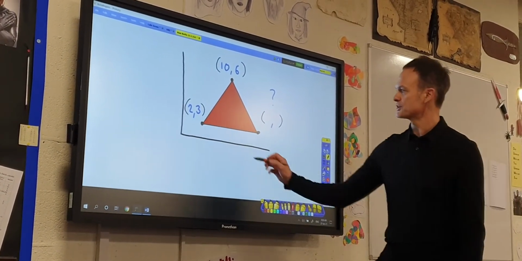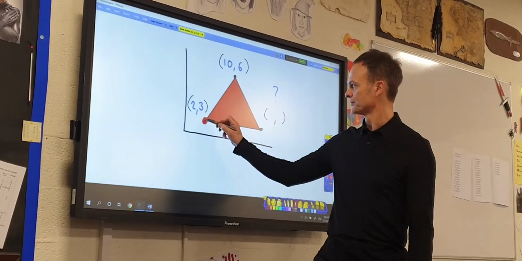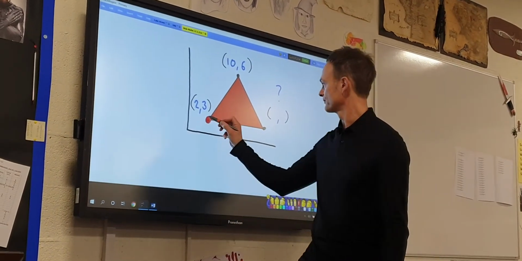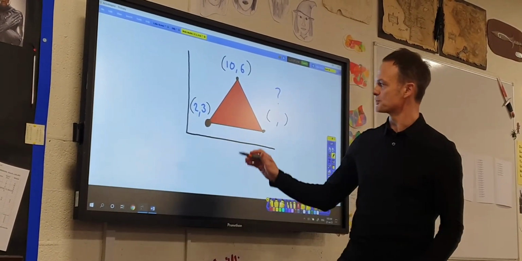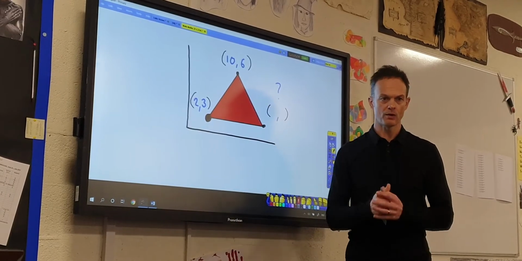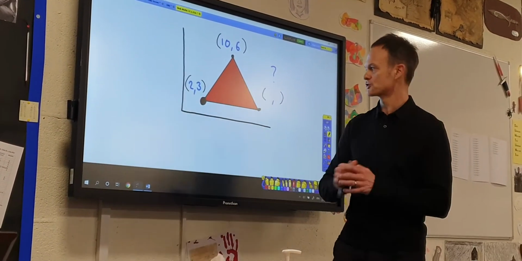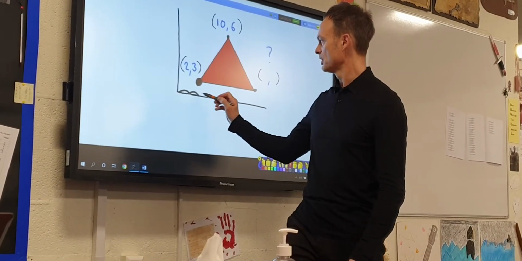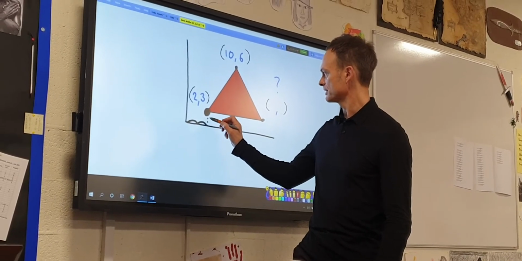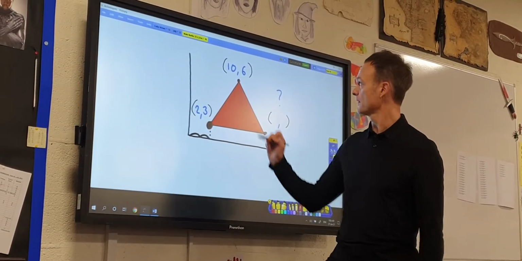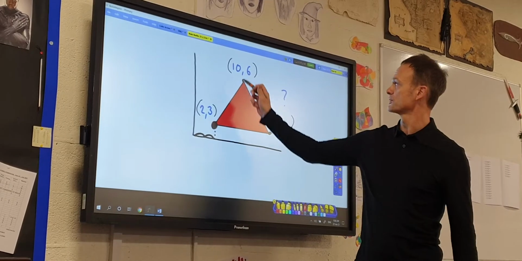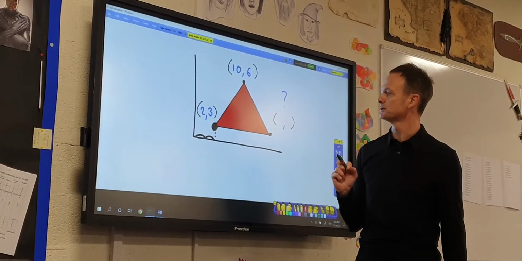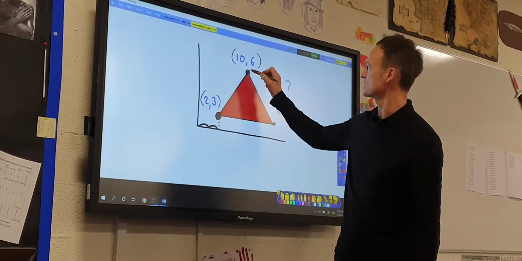Leah, this point here, let's do it in black actually, is 2, 3. So is that 2 along or is it 2 up? It's 2 along. So that's 2 along, and then 3 up. 2, 3. And then we've got 10, 6. So Mr. Burgoyne, this 10, is it 10 along or 10 up? 10 along, and then 6 up.